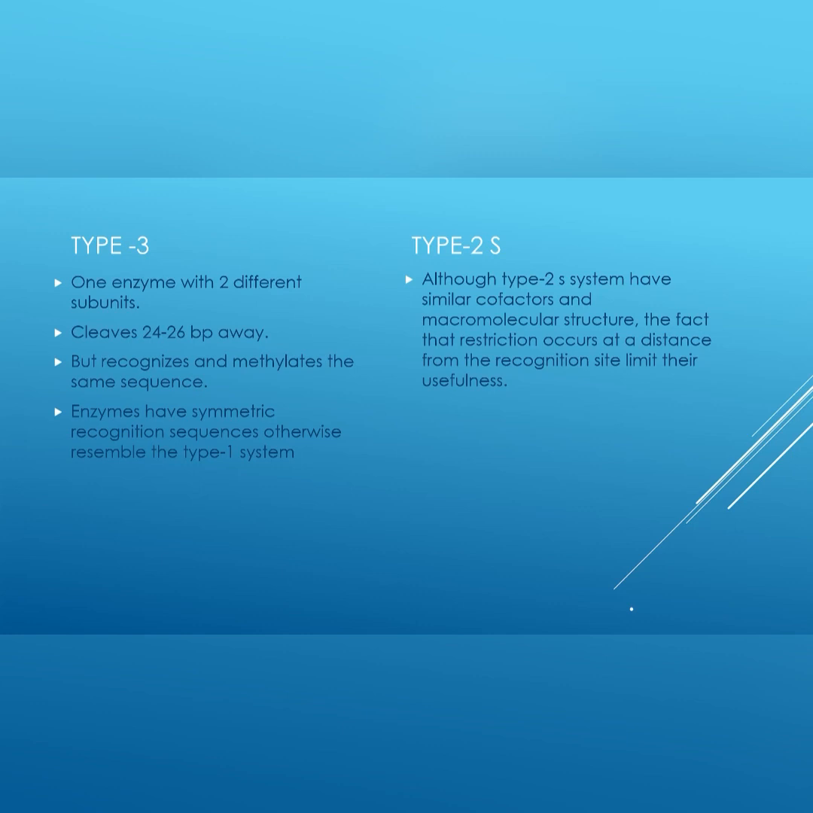Now finally, let's talk about the type 2S restriction and modification system. Although the type 2S system has similar cofactors and macromolecular structures, the fact that restriction occurs at a distance from the recognition site limits their usefulness.